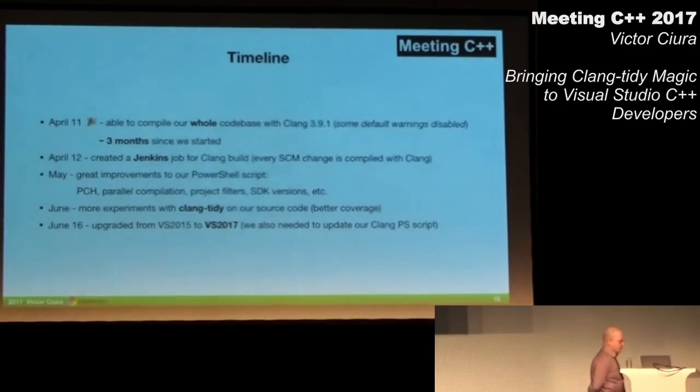During the summer, we did more experiments with clang-tidy, with better coverage on our code base, to learn more on how to use the tool and how to understand its reports and transformations and impact on our code base. And by June, we upgraded from Visual Studio 2015 to 2017. This is relevant for Clang because we also needed to update our Clang scripts to reference new include paths and SDK dependencies.